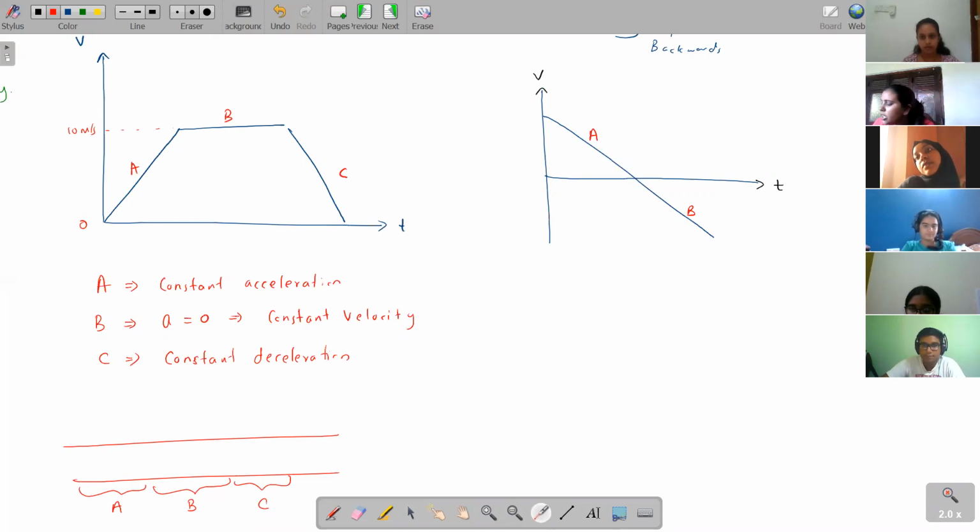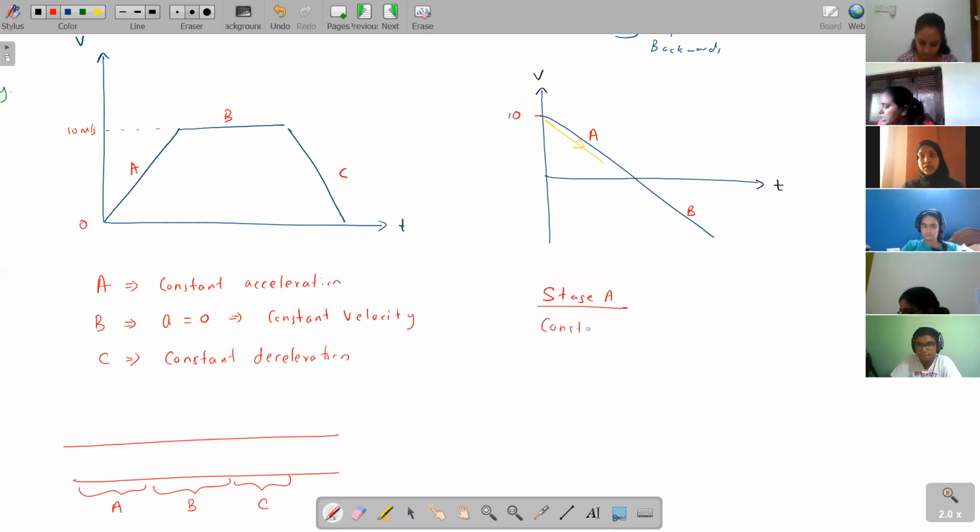decreasing. Now, when you are going through stage A, you are traveling from here to here, coming down. Is your velocity increasing or decreasing? At the start you have a high velocity of 10, and then the velocity decreases. Therefore, stage A is a deceleration. In stage A, you're having a constant deceleration.